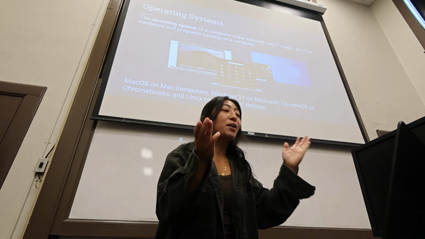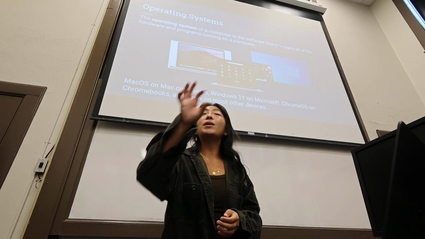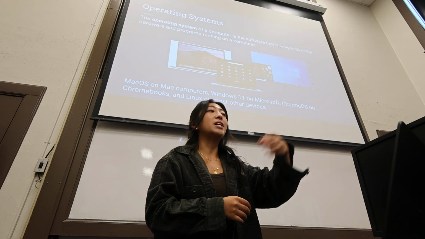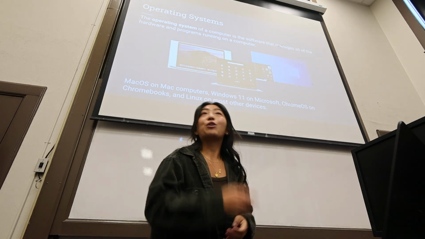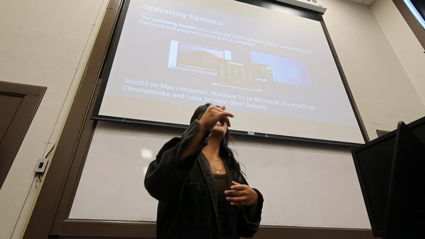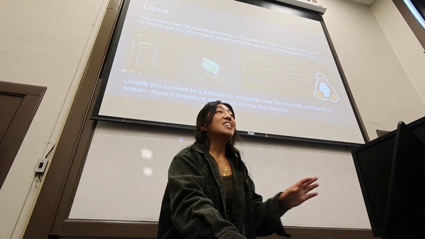So on MacBooks, there will be the Mac operating system, and for Windows machines or PCs, there's Windows 11, right, operating system with Microsoft. And then for Chromebooks, there's Chrome OS, and then there's also Linux. That is another operating system that is used on several different devices.